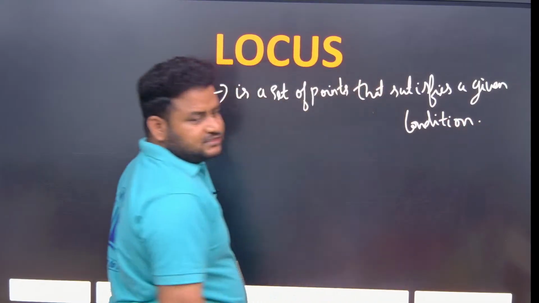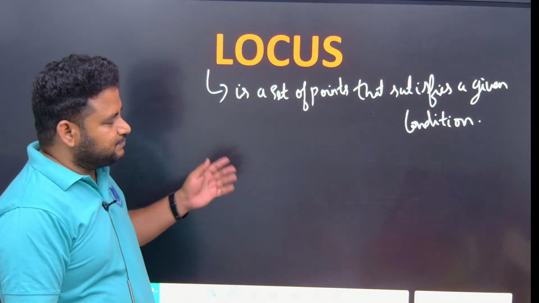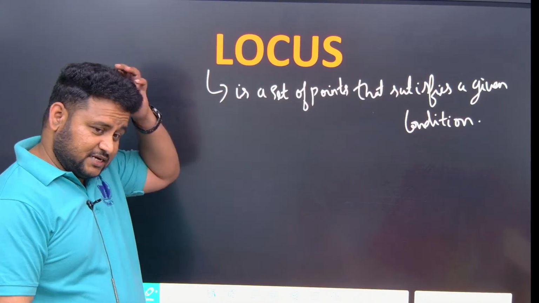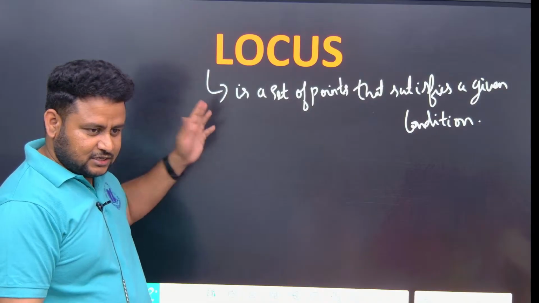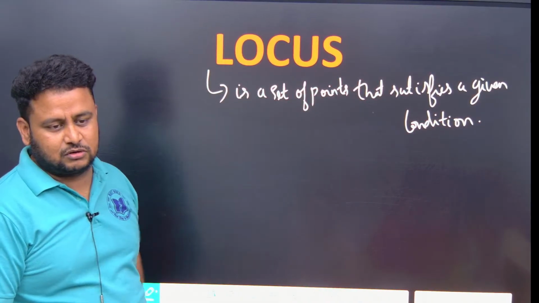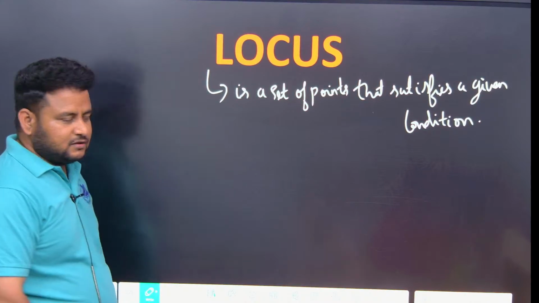Locus is the set of points that satisfies a given condition. Is this important? Sometimes they may ask the definition, it's a simple question. But it is not about what locus is, you have to know how to solve the questions on locus. So first thing, what are the set of points?